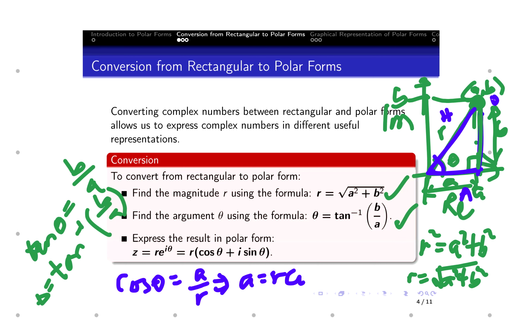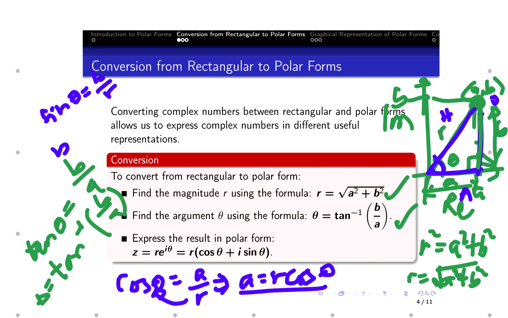And for B, B is the opposite and R is the hypotenuse. So in that case, you need sine. That means sine of theta is equal to opposite B over hypotenuse R. So B itself is R sine theta.